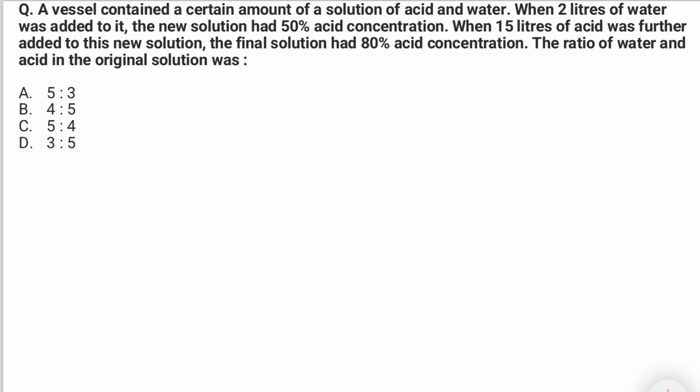Okay, so we have a vessel. That vessel contains acid and water. Okay, acid and water combined. When 2 liters of water was added to it, so if you're adding water to it, and that too 2 liters of water, then the mixture contains 50% acid. So now we have 50% acid mixture.